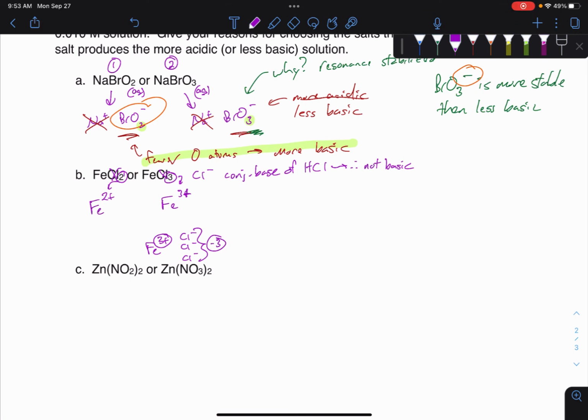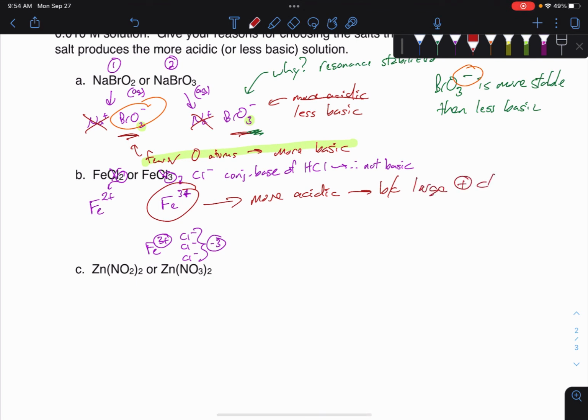Because the vast majority of the transition metals and post-transition metals on the periodic table are variant, meaning they can take on 2 or more different charges in solution just depending on their chemical makeup. Okay, long story short here is that this one is going to be more acidic. And the reason why is because it has a larger positive charge.